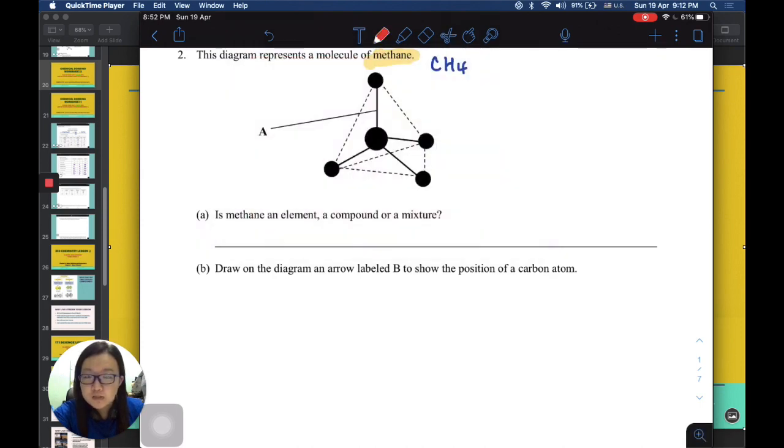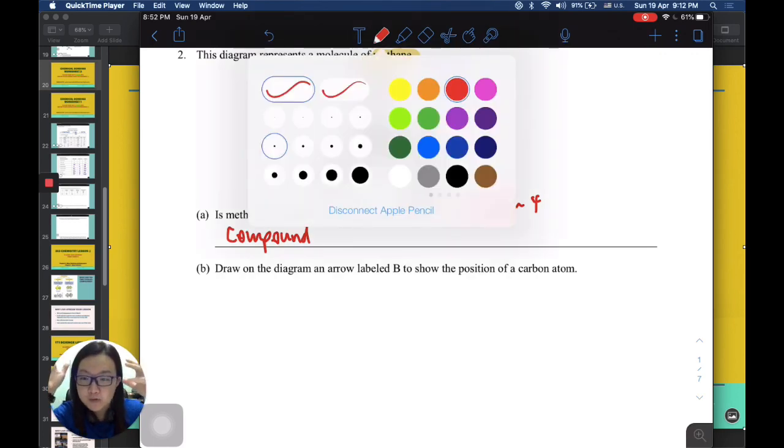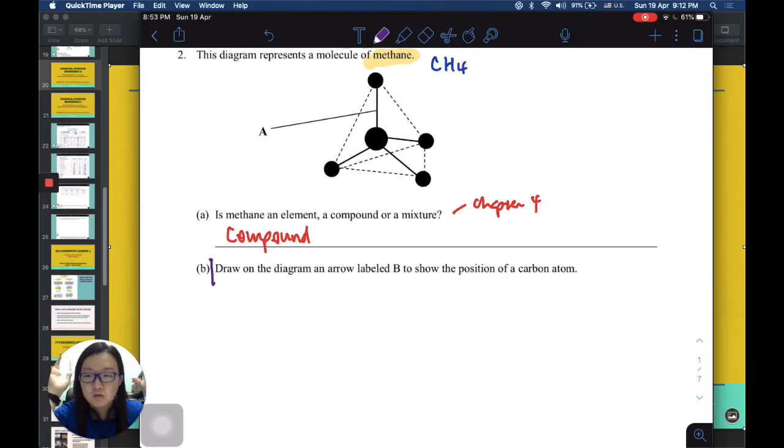Okay, so let's look at part A. Is methane an element, compound, or mixture? Again, you should know this already. Methane is a compound. We know this from chapter 4, elements, compounds, and mixtures. Because in this case, we have carbon as well as hydrogen chemically combined together in a fixed ratio, 1:4, so it's a compound.